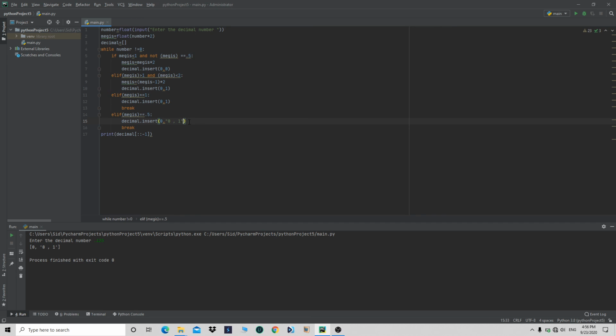I had to use this string because I had no idea how to convert that into an integer. If you guys have any idea how to convert that, just let me know in the comments below.